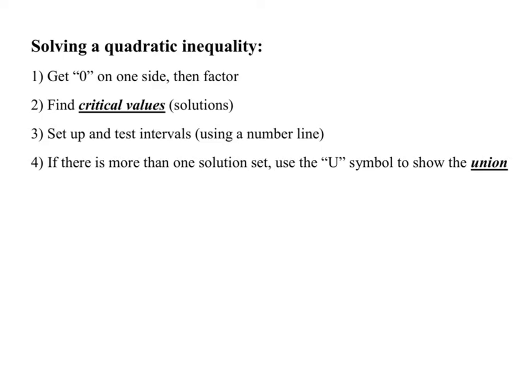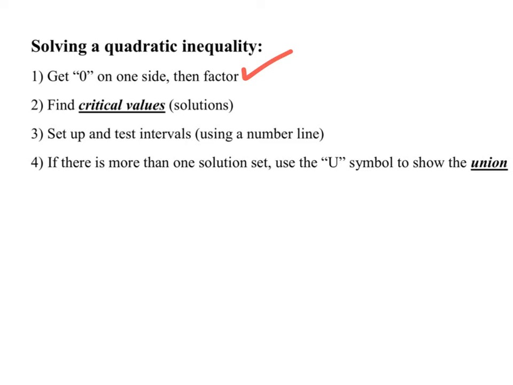The first step is to get 0 on one side and then factor. This is just like a normal equation, okay? Get all your terms on the left or right side of the inequality symbol, then factor, and then we'll solve in a certain way. So that was the first step. Get 0 on one side, then factor.